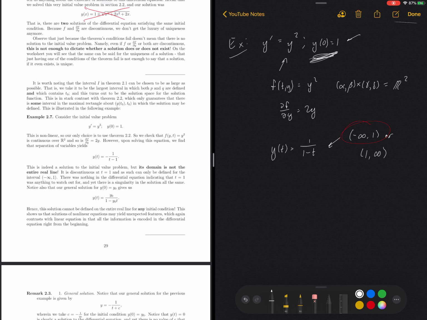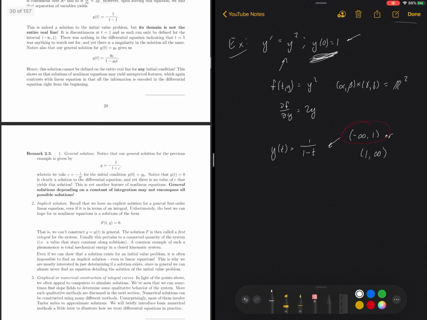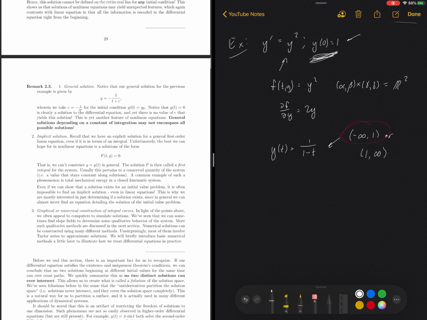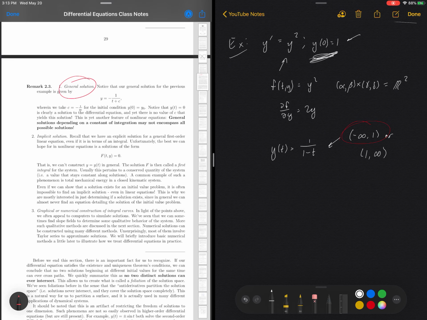So this domain is definitely not the entire real line, but I do have a solution that passes through y of 0 equals 1. But the problem is I can't read off what's going on. I can't see exactly what the solution looks like for this differential equation. In general, I can't see what it looks like, but I do know that there are some potential limitations on its domain.